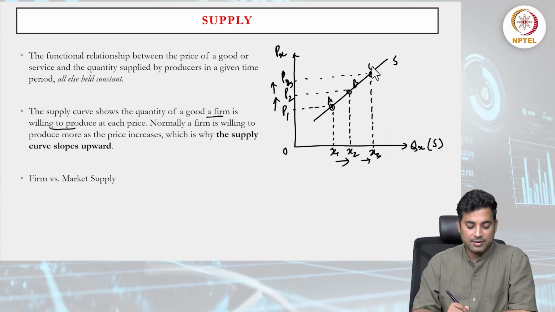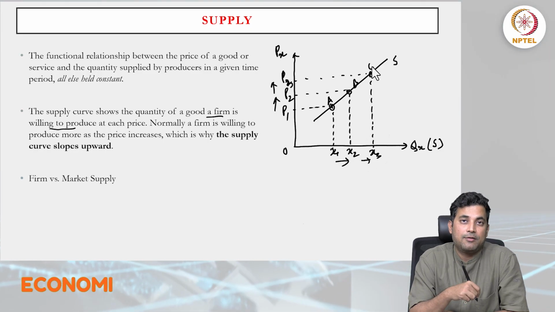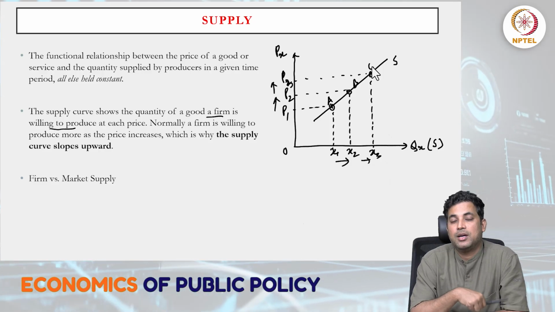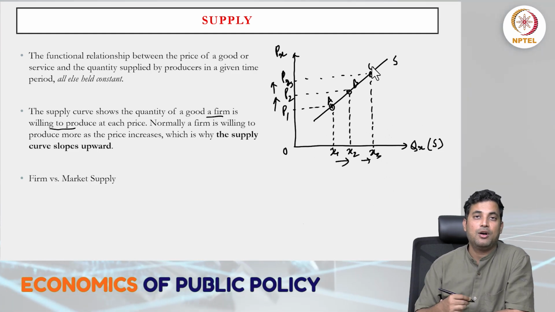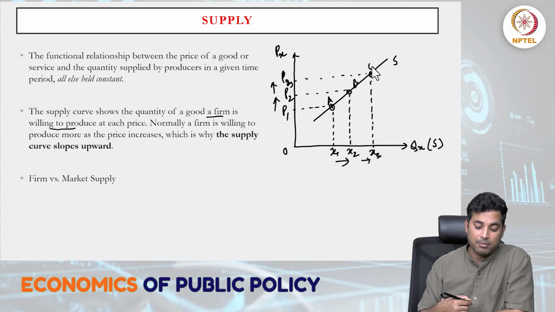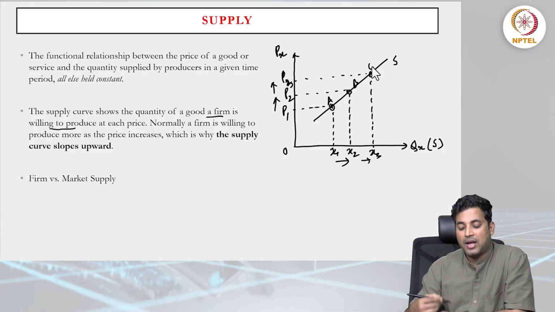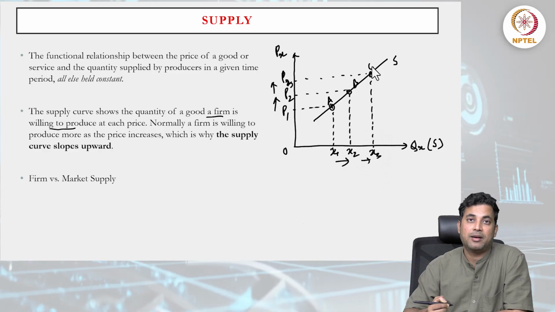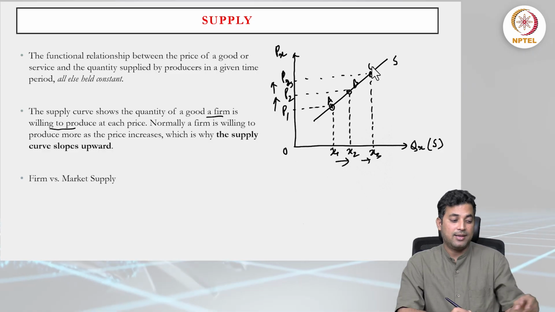Now, farm versus market supply. At the point where the marginal cost curve of the farm cuts the average variable cost, that point onwards is the farm supply curve. That particular portion of the marginal cost curve will be the farm's or individual's supply curve. And when we plot quantity along with price, we get the market supply curve, which again shows the positive functional relationship between price and quantity.